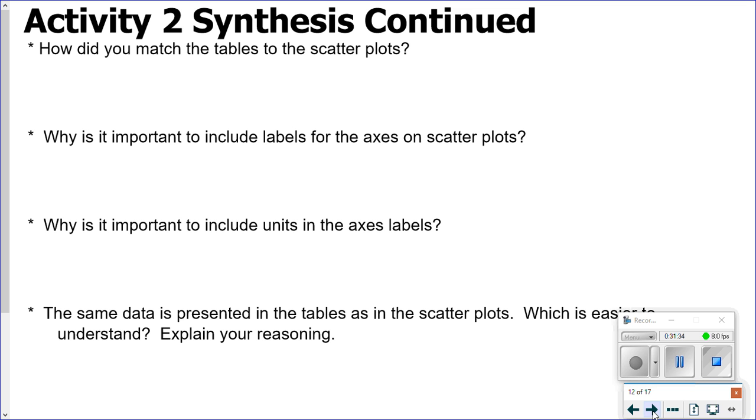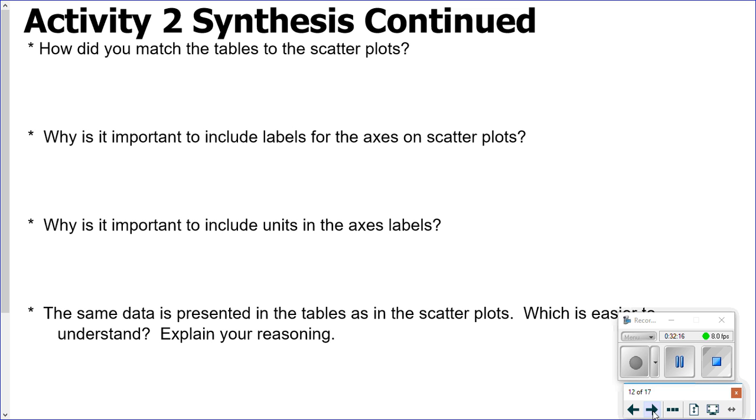Why is it important to include labels on the axes and the scatter plots? So this is huge here. This is the first time we're seeing scatter plots or graphs not starting from 0. Since the data is jumping around differently and uniquely, and it doesn't always have to start from 0, it is super key and important to make sure that we include those units of measurement when we label our axes and be as detailed as possible. Why is it important to include units in the axes labels? I just went over that question. Again, the more detail, the better, so we can relate the tables to the scatter plots.